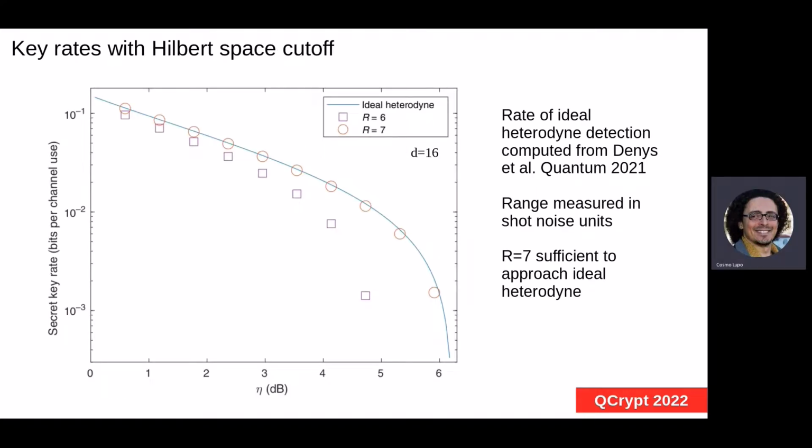If you solve these problems, we can estimate the key rate, and we can compare the result of a numerical estimation with the exact analytical result, which is provided by Bari and others last year. So that's the blue line for ideal heterodyne. And then we can compare this with our numerical result for non-ideal heterodyne with different ranges, R equals 6 or 7 in unit of shot noise. And here you can see that already with R equals 7 and D equals 16, it means 16 bins per quadrature, we have a pretty good agreement between the ideal heterodyne case and the practical heterodyne measurement.